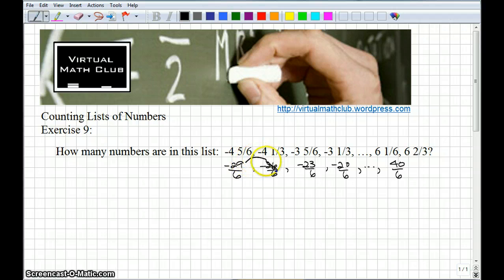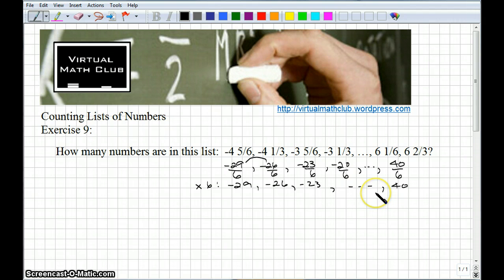The difference between consecutive numbers looks like it's 3 sixths or 1/2, right? So it looks like we're adding a half every time. So let's go ahead and get rid of these sixes on the bottom. If we multiply every number in this list by 6, we're going to get rid of the 6 on the bottom. So I'm going to multiply by 6, and we'll get a negative 29, negative 26, negative 23, and so on, all the way to a positive 40.